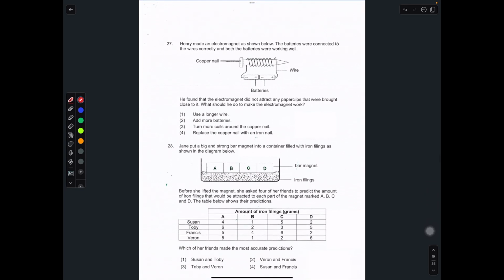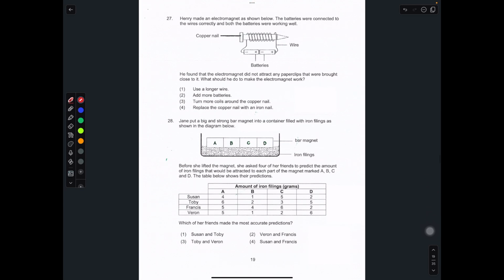Okay, so Henry made an electromagnet as shown below. The batteries were connected to the wire correctly. Both batteries were working well. He found that the electromagnet did not attract any paper plate that were brought close to it. What should he do to make the electromagnet work? So take a look at this setup. You have battery, you have wires. It seems that it's being connected in a correct manner, but this one is a non-magnetic material. So no matter how many coil or battery you put in, it cannot become an electromagnet.